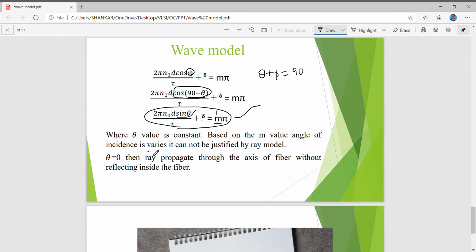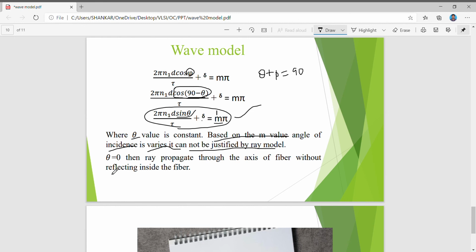Based upon the m value, the angle of incidence varies, and this cannot be justified by the ray model. Here the theta value is constant. Based upon the m value, the incident angle varies, and it cannot be justified by the ray model.